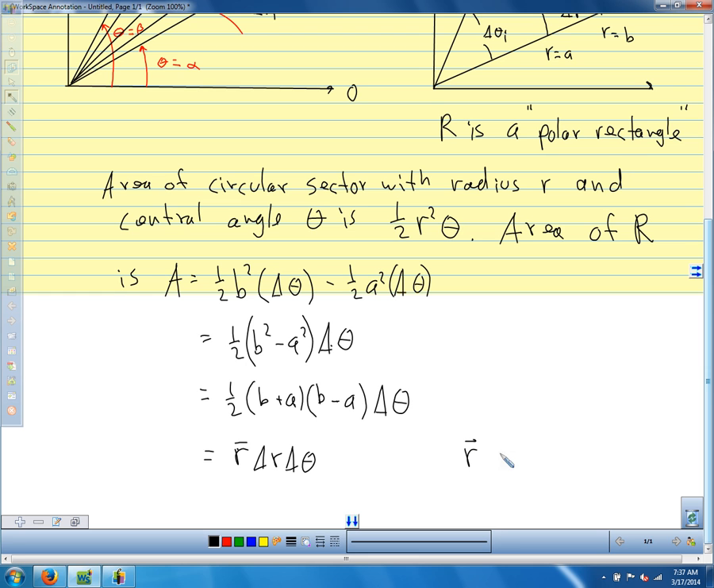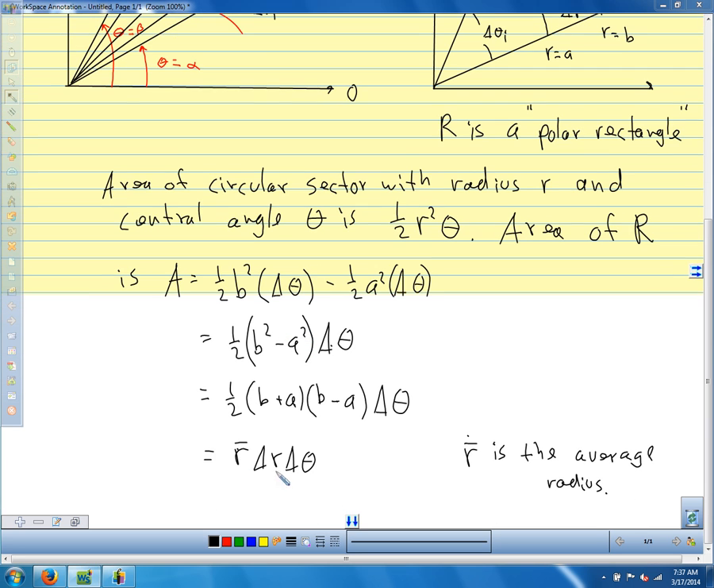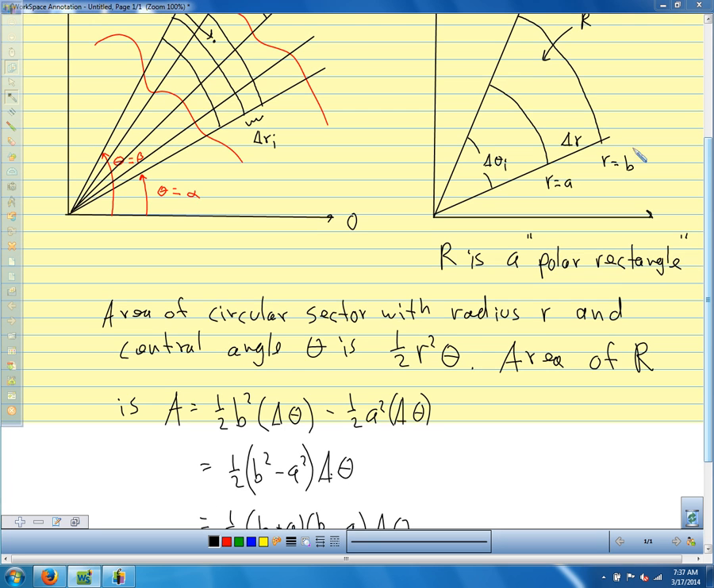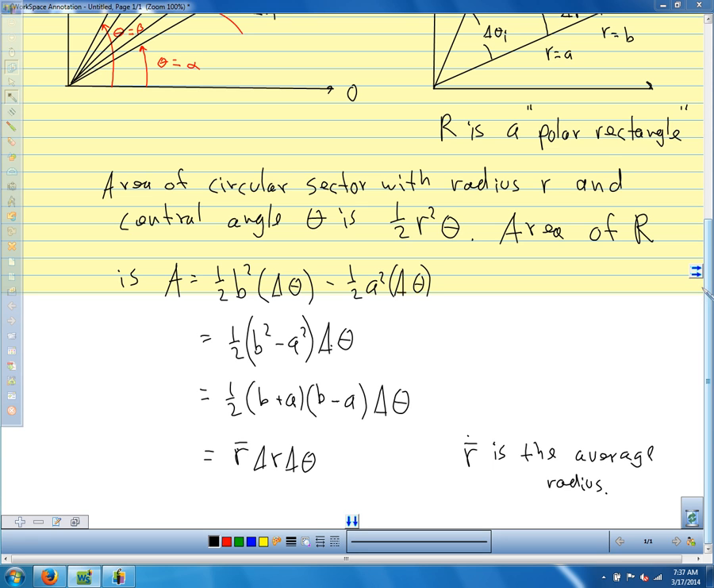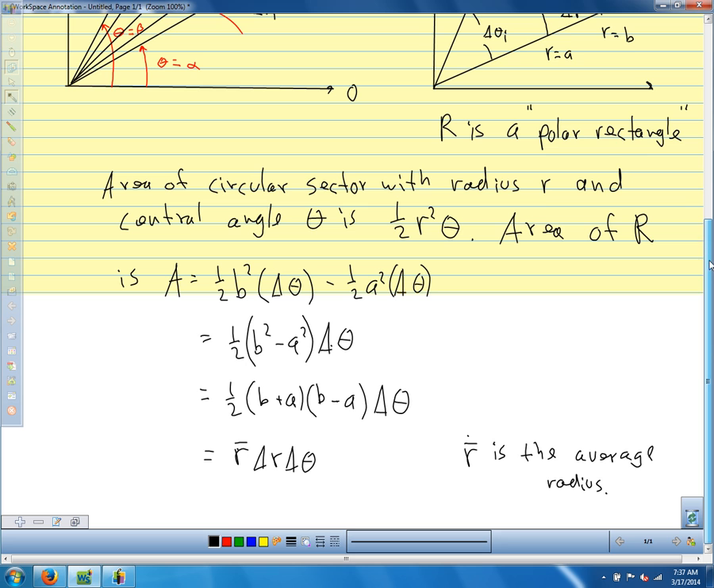So r bar is the average radius. So there's an expression for the area of this little region, this little polar rectangle: the average radius times delta r delta theta. And what we're going to use this little piece of area, the area of this little sector, for is to come up with the volume bounded by a curve. And the region in the xy plane, or in the polar plane, is this little polar rectangle. Is everybody clear with what we've done so far?